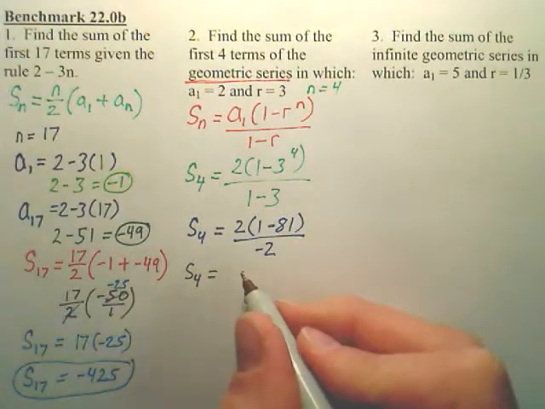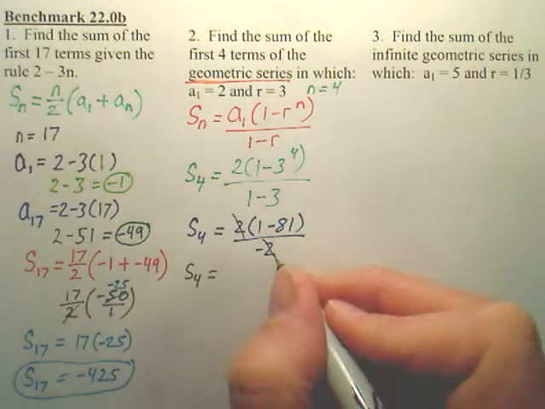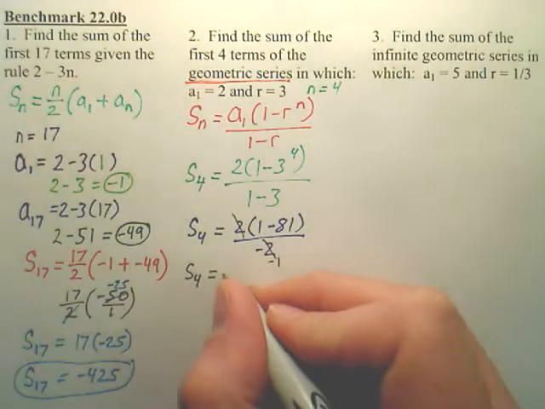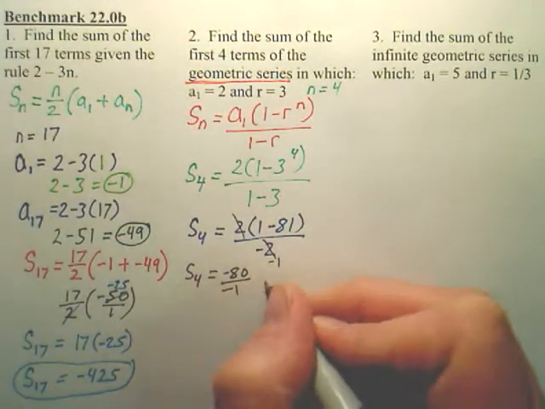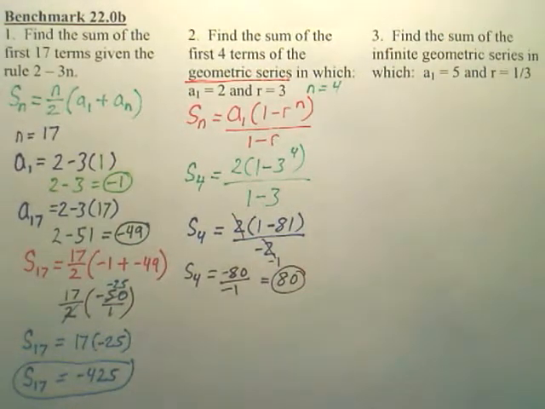So what do we got here? Don't these things cancel right here? Leaving you negative 1 on the bottom? So doesn't that leave us what? Negative 80 divided by negative 1, which is 80.